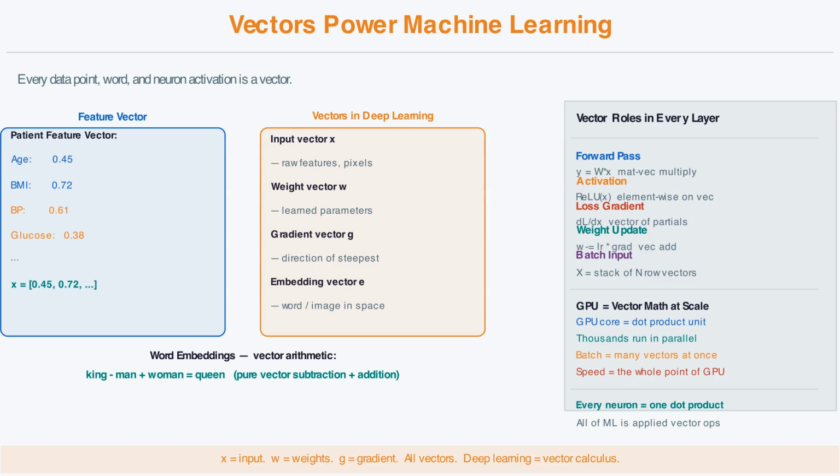Word embeddings make this even more vivid. A language model represents every word as a vector in a high-dimensional space, perhaps 12,000 dimensions in a large model. Words with similar meanings cluster nearby. You can do vector arithmetic: take the vector for king, subtract man, add woman, and you arrive at a vector very close to queen. That is not magic. That is what happens when you train vectors to encode meaning through their geometric relationships.